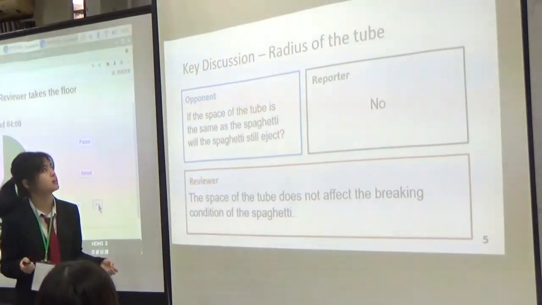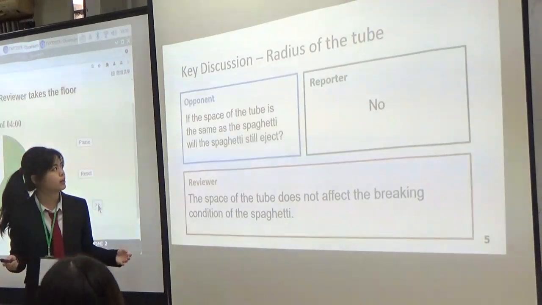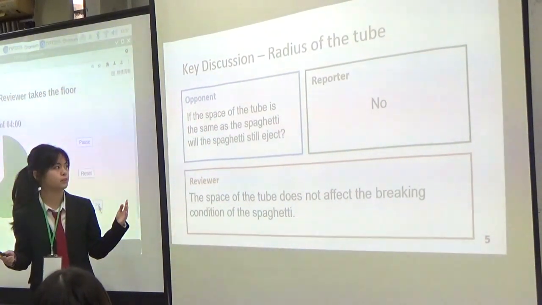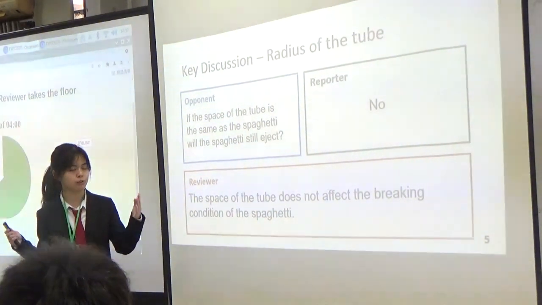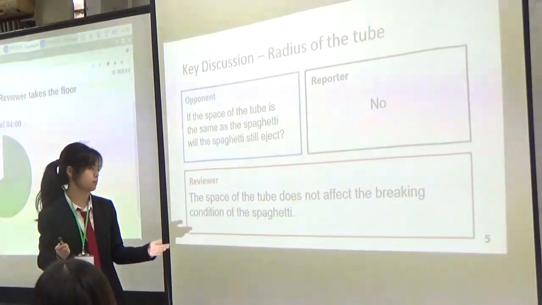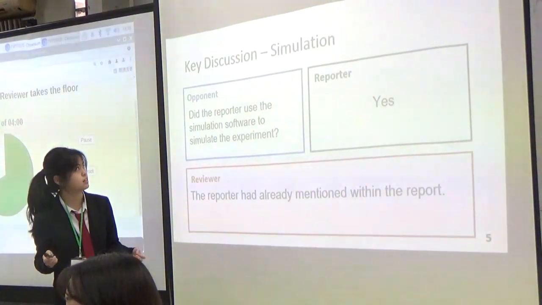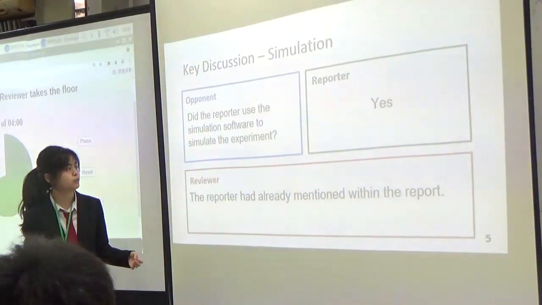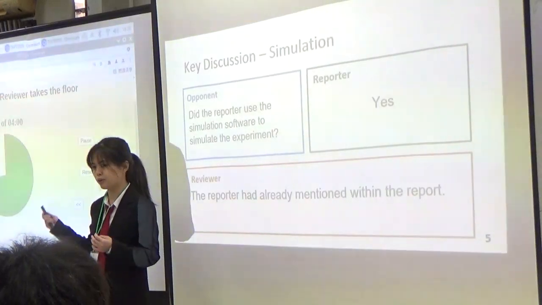And then is another key discussion about the radius of the tube. The opponent asks if the space of the tube is the same as the spaghetti, will the spaghetti still eject? And the reporter said no. However, we do not agree with the reporter because we think the space of the tube does not affect the breaking condition of the spaghetti. And then is the simulation. The opponent asks if the reporter used the simulation to simulate the experiment, and the reporter said yes, and we agree with the reporter.